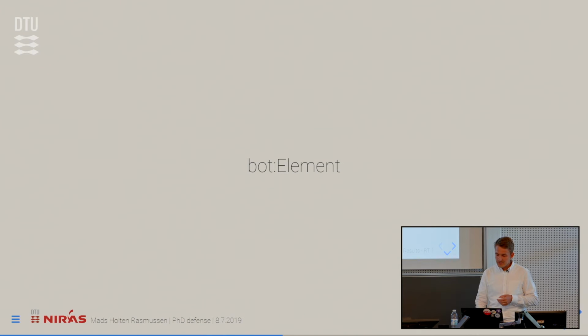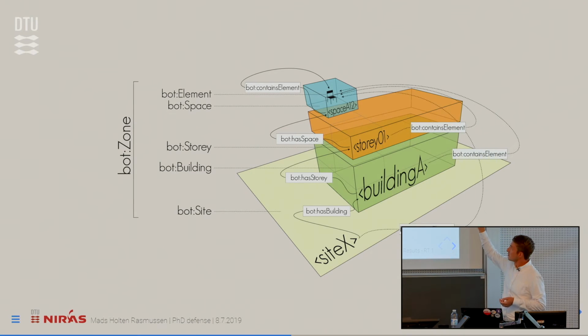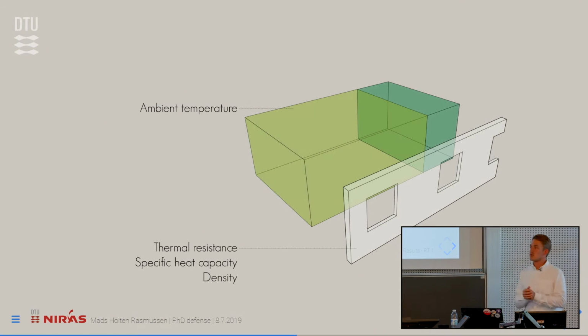Then we have BOT element. Same principle. If a BOT element is contained inside a space of the building, it's also contained in all the bigger boxes. BOT interfaces. We had this situation, since I deal with indoor climate and energy. We have these two zones. They're both adjacent to the wall. Where do we put the heat transfer area?